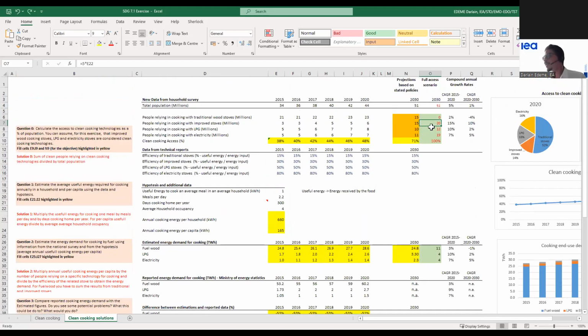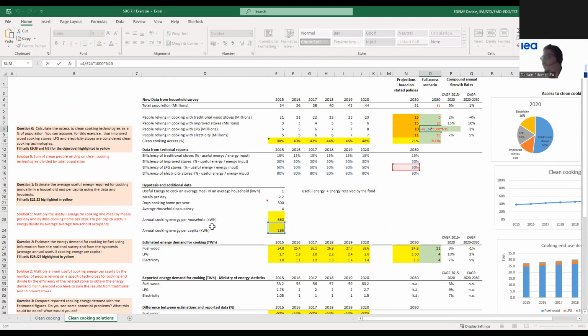So in order to calculate the people relying on cooking with LPG in 2030, you have to take into account the value I told you in terms of annual cooking energy capacity.